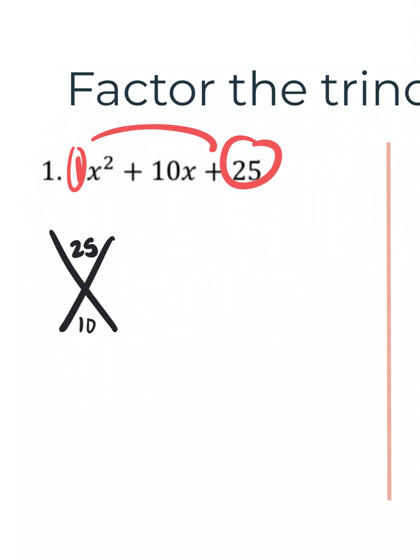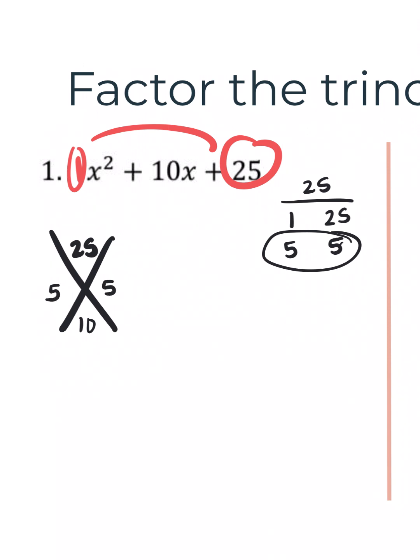And then our 10 goes on bottom. Well, when we think of what factors go into 25, I know 1 and 25, and then 5 and 5. So when I look at those, I know the two that will add up to that 10 are that 5 and that 5. So I'm going to put a 5 here and a 5 here. Now remember, we're going to take what's in the middle here, and we're going to replace that with our 10x.